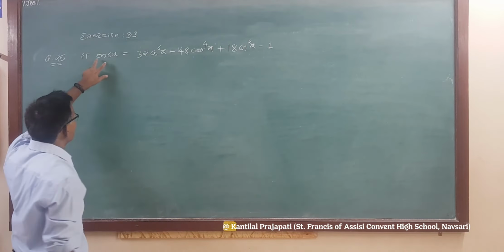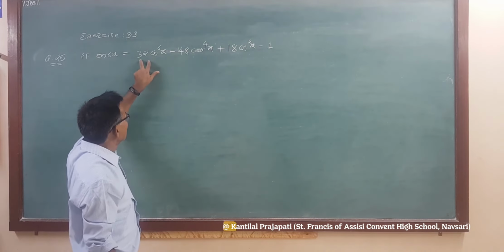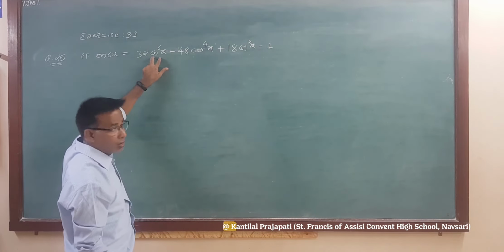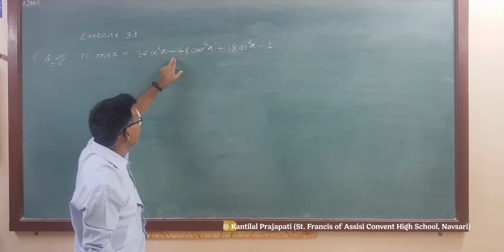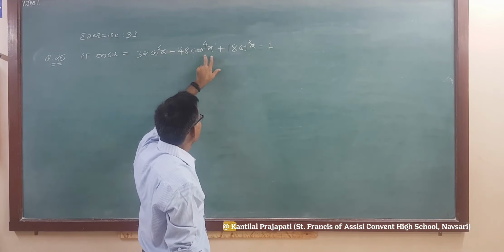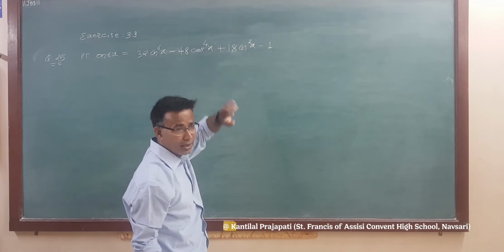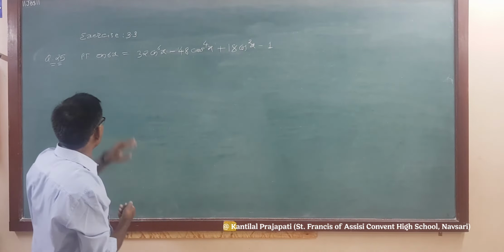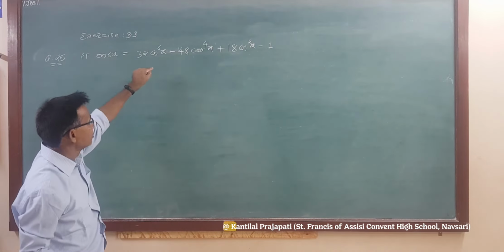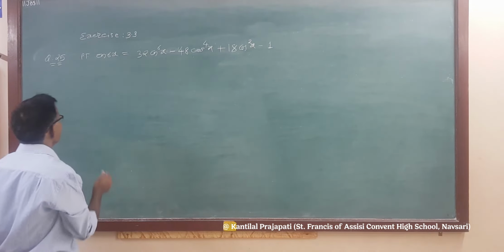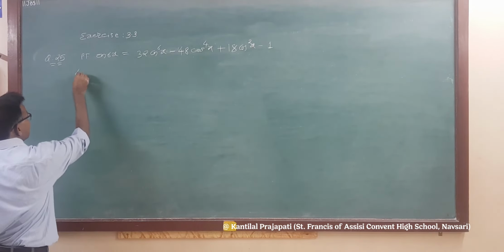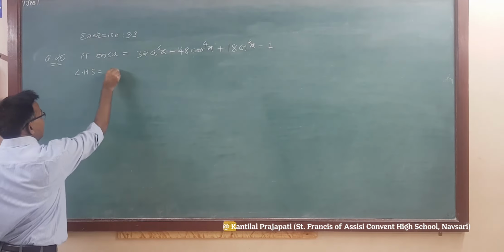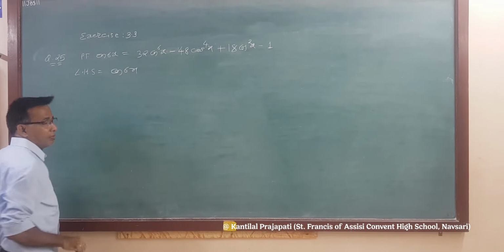The last sum of the exercise 3.3, question number 25. Prove that cos 6x is equal to 32 cos raised to 6x minus 48 cos raised to 4x plus 18 cos square x minus 1. So we have to express cos 6x in terms of cos x. Right, again we apply here, LHS is cos 6x, so the multiple angle formula.